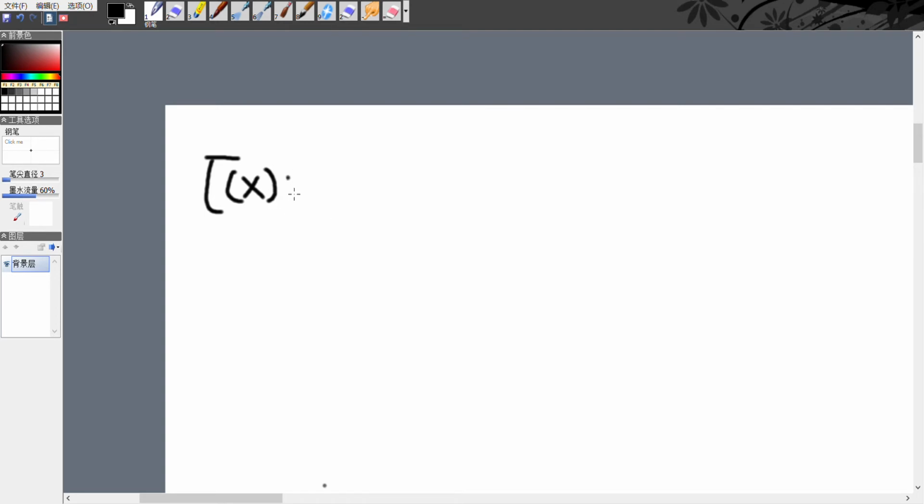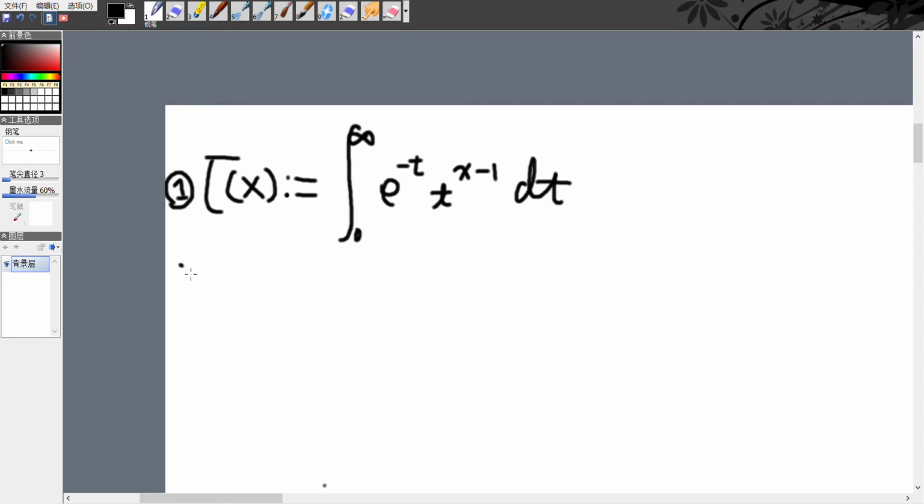And gamma x is defined two ways. One way is the integration form. It is equal to the integral from 0 to infinity of e to the negative t times t to the x minus 1 dt. And this is one way to define our gamma x.